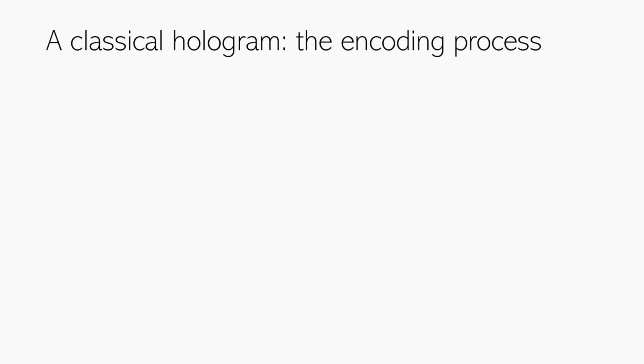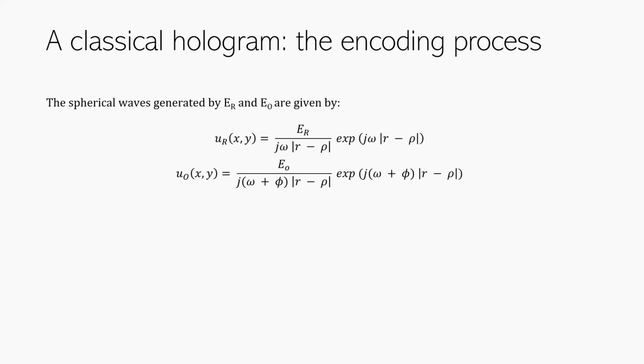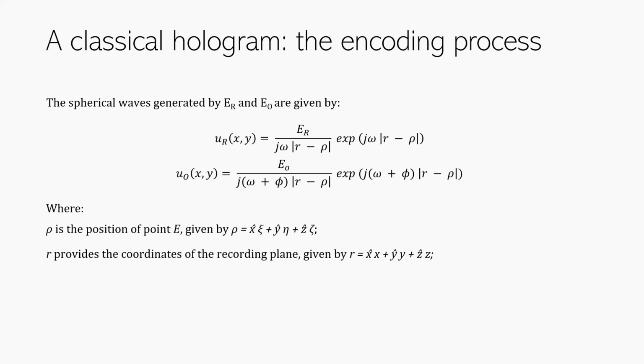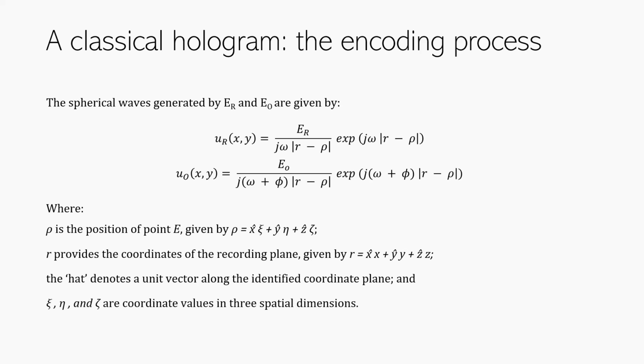And so we're going to pay attention to the dimensionality here. The spherical waves generated by ER and EO are given by UR and UO with a phase angle difference between them, where rho is the position of point E and R provides the coordinates of the recording plane. The hat denotes a unit vector across the identified coordinate plane. And these variables chi, eta, and zeta are coordinate values in 3 spatial dimensions.